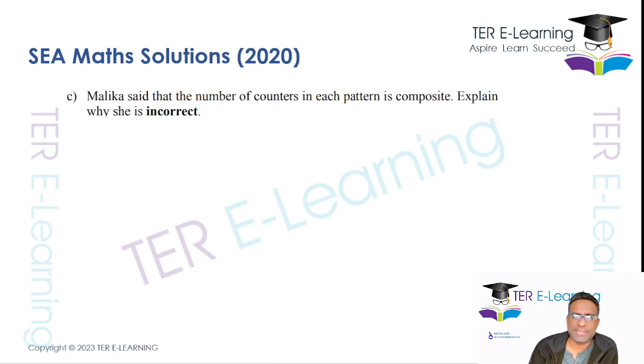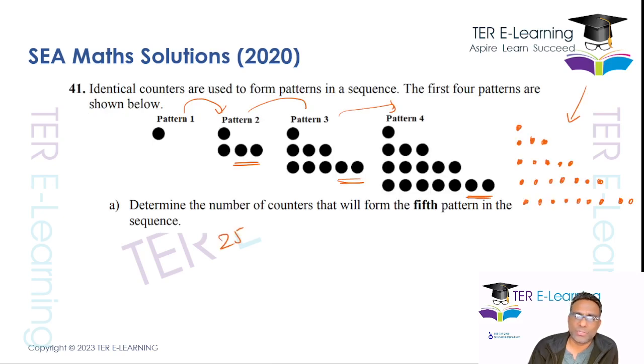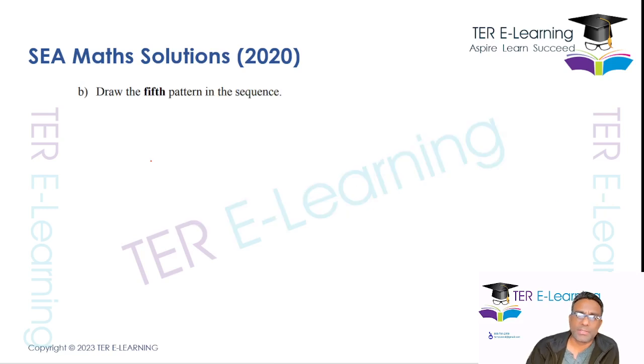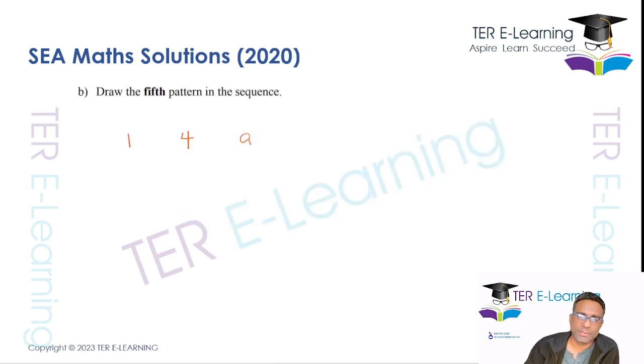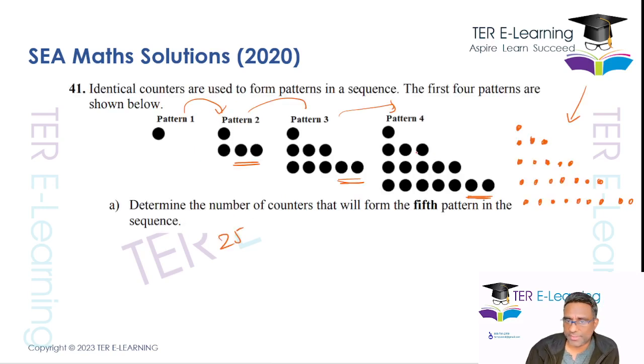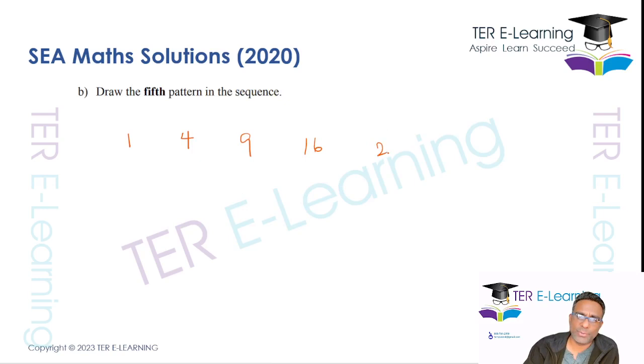Now, Malika said that the number of counters in each pattern is composite. Explain why she's incorrect. So the number of counters in each pattern: we had 1 in the first figure, then we had 4 in the next one, and then in the next one we have 5, 6, 7, 8, 9. Then in the next one we have 10, 11, 12, 13, 14, 15, 16. We have 16, and then we have 25, which is what we got before.